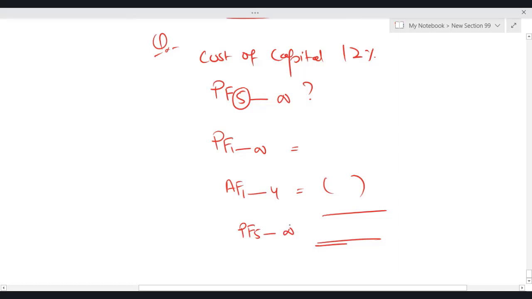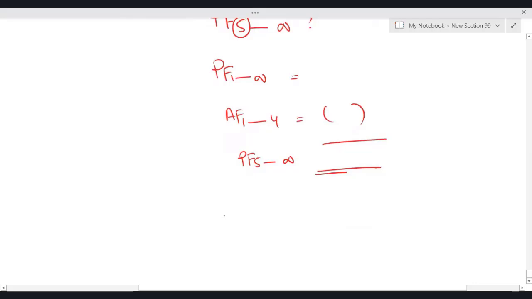First, we will calculate the perpetuity factor from 1 till infinity because the formula works from year 1 onwards. Then we will deduct the annuity factor for the first 4 years. After deducting it, you will get the perpetuity factor from year 5 till infinity. Let's try.